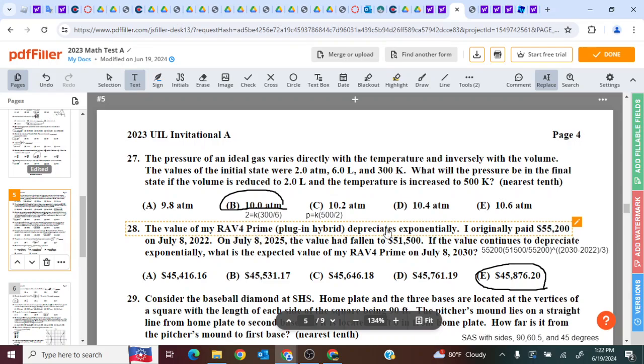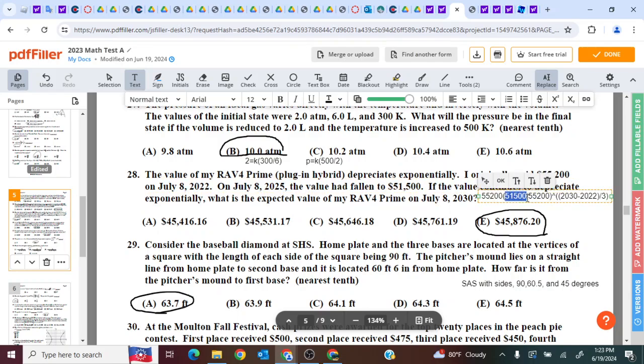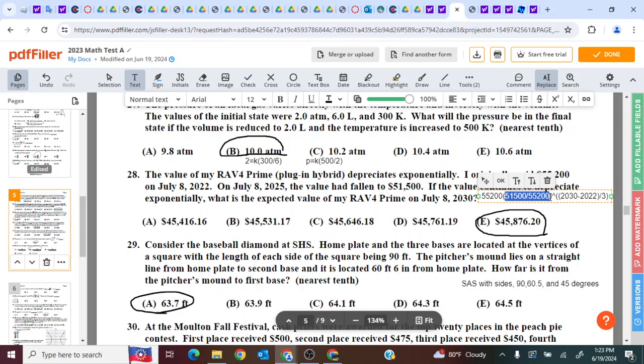The value of your expensive vehicle depreciates. I originally paid this much. After that time, it had fallen to this value. If it continues to depreciate exponentially, what is the expected value in 2030? Well, you can essentially imagine that this is your ratio that's being powered by, because it's an exponential decrease. So after 3 years, it decreases by that amount powered to 1. So you simply model that.